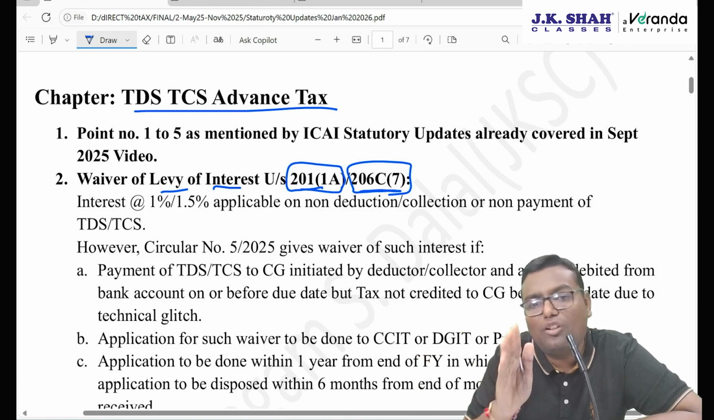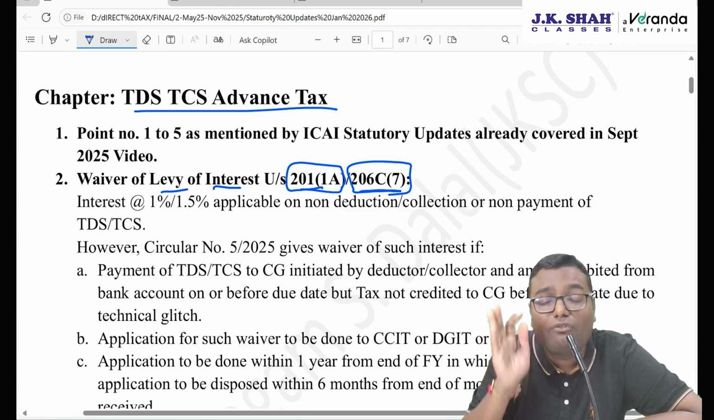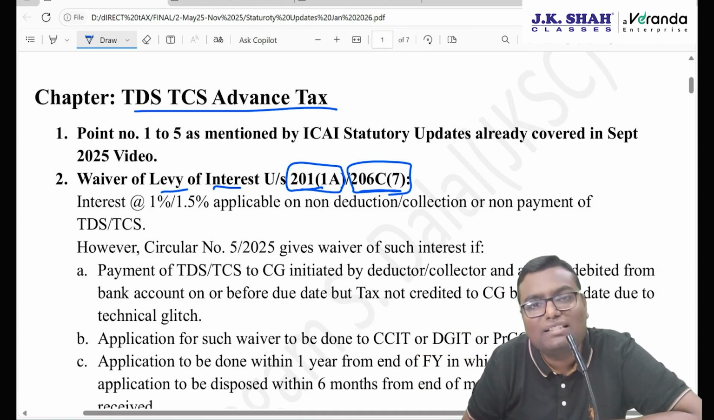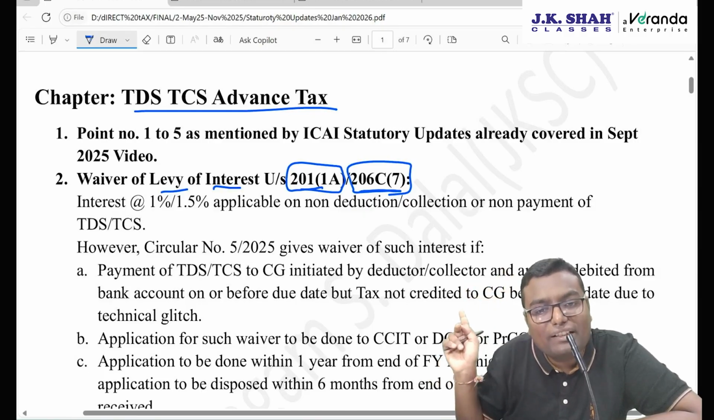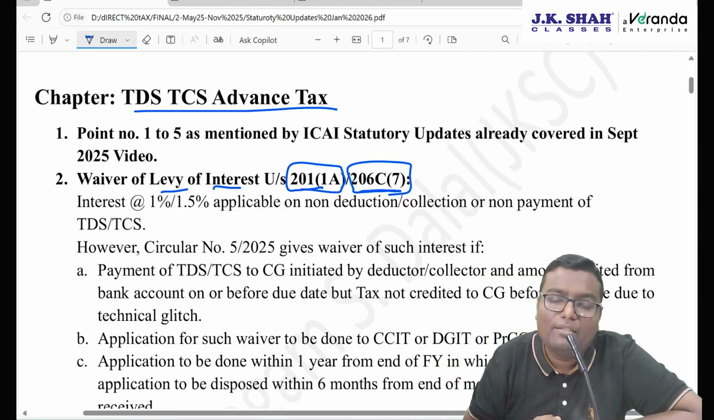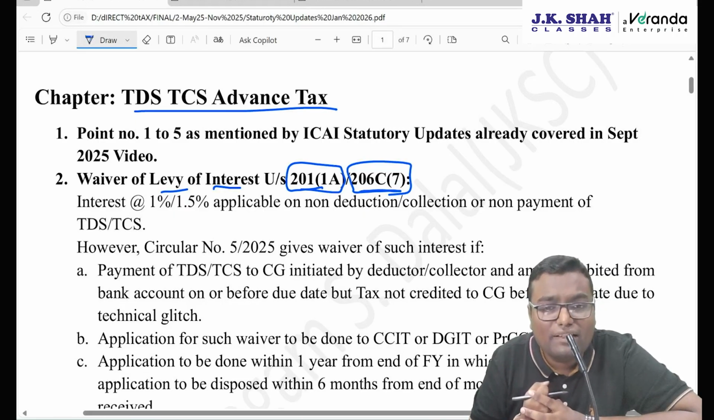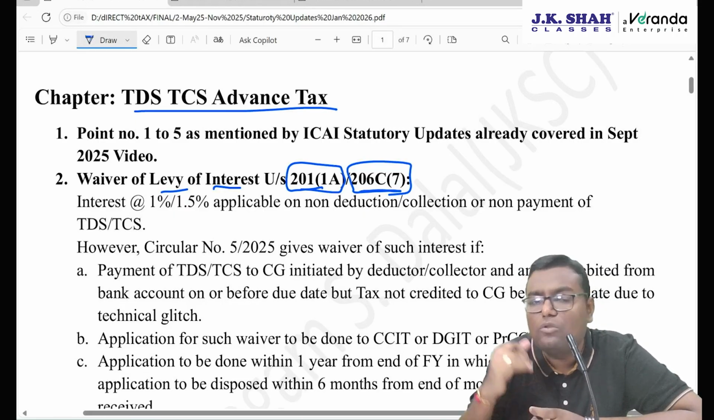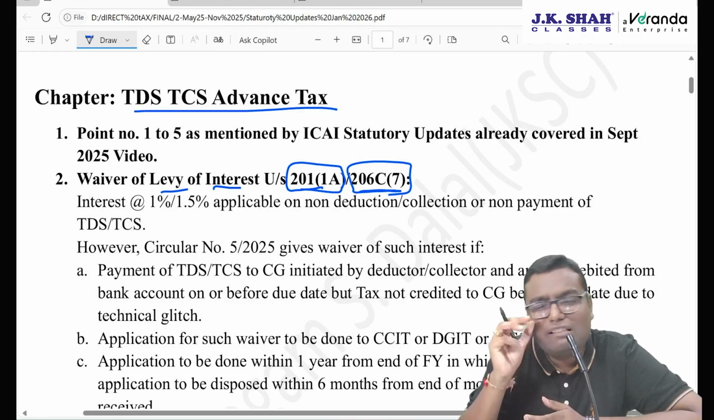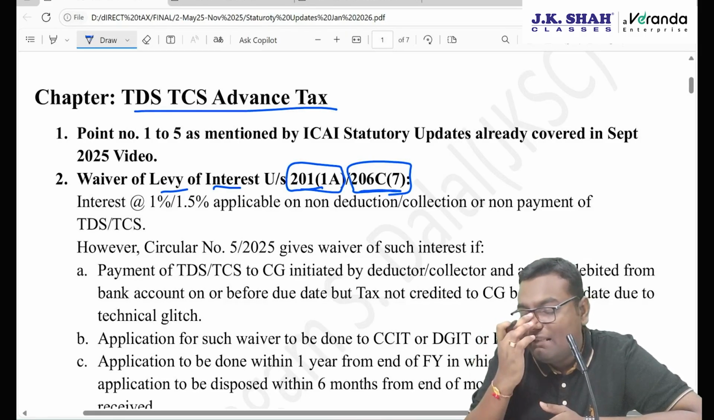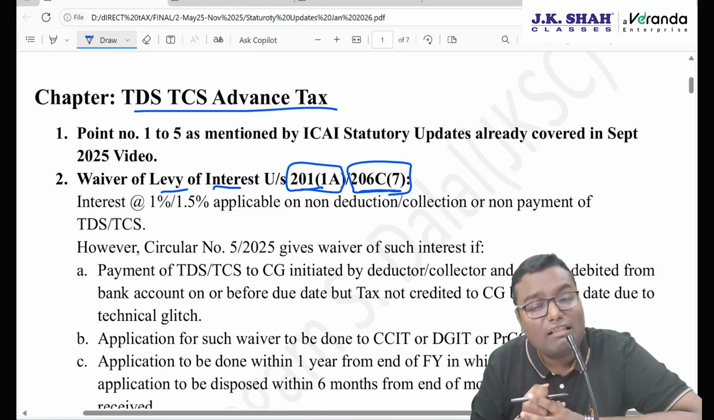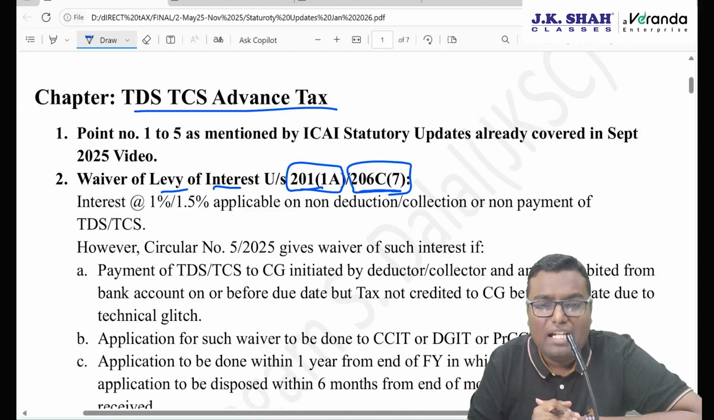So they will issue the order to pay the interest at the rate of 1.5% per month or part thereof from the date on which it was deducted till the date on which it was paid. And that 1 month or 2 months interest has to be paid by the deductor, even though money is debited from the bank account up to the due date. So this is a very genuine case, and hence the relaxation is given that if this kind of case has arisen and the demand is received by the deductor for interest, he's not supposed to pay the interest.